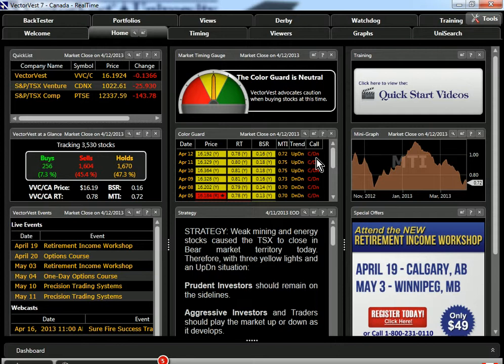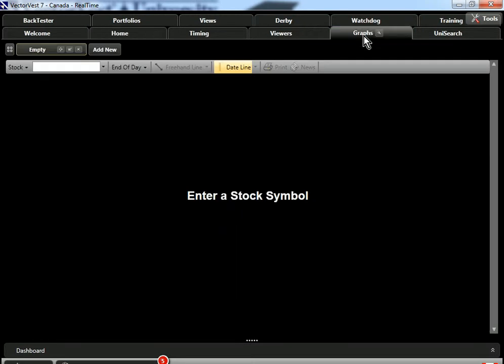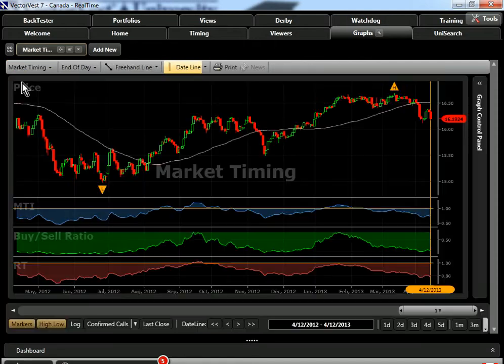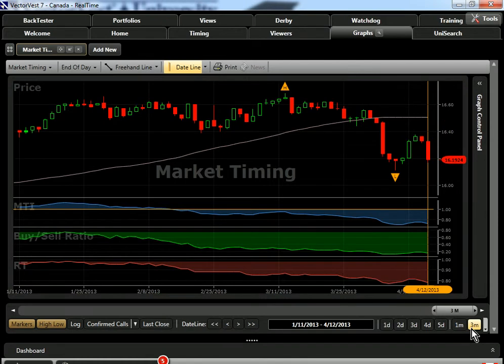But to further explore this subject, we ought to take a look at the most important graph in the platform, and that's your market timing graph. To do so, I'll go right up to the top, click on the Graphs tab. From here, I'll come over to the left and change it from stock to market timing. And let's just zoom in to the last 3 months. And of course, the Canadian market had a nice little run, which culminated with this high here on March the 12th, and has been headed lower ever since.